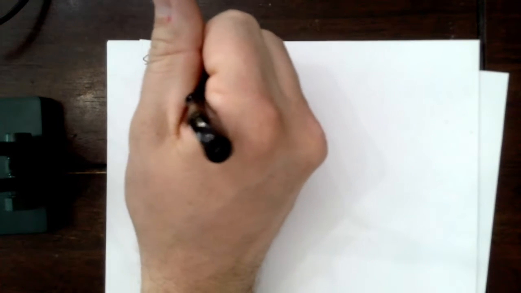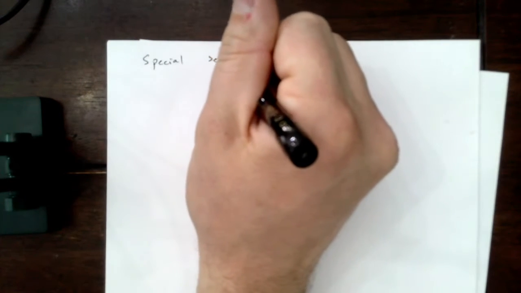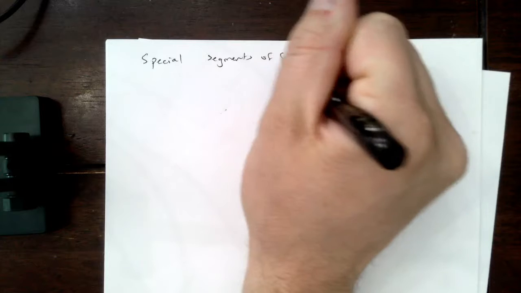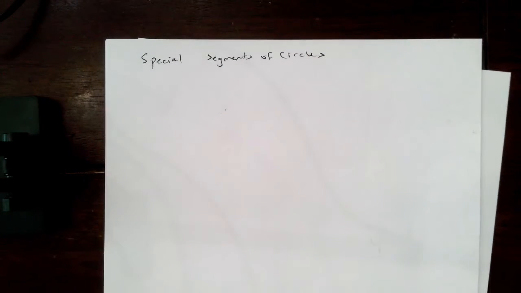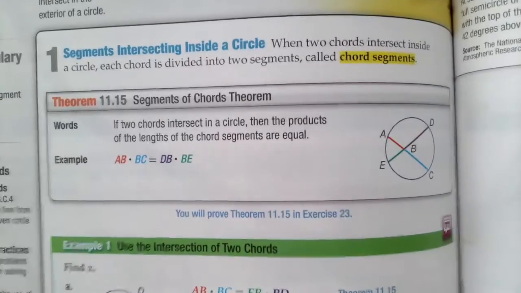Alright, so we're going to start 11-7 right now. It's titled Special Segments of Circles. So the very first thing we're going to do is jot down something out of our books. Take out your journals, pause the video, copy that down.